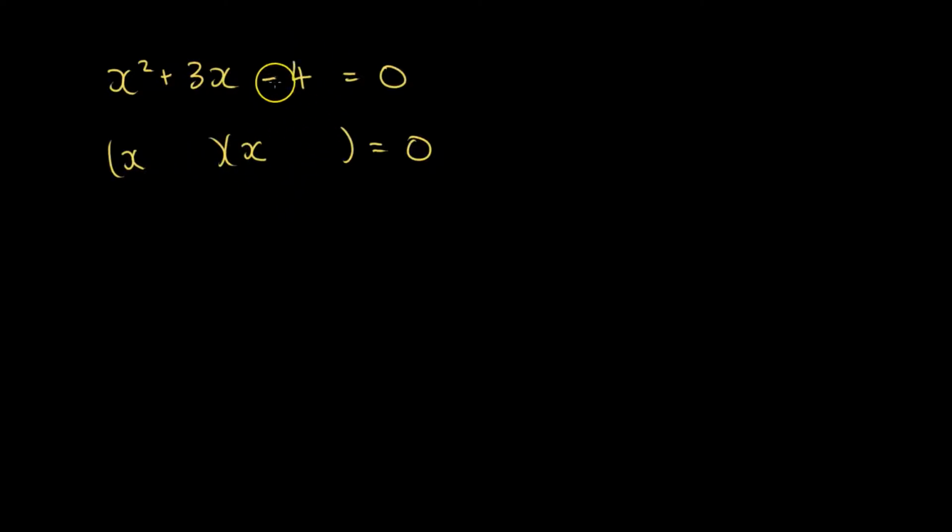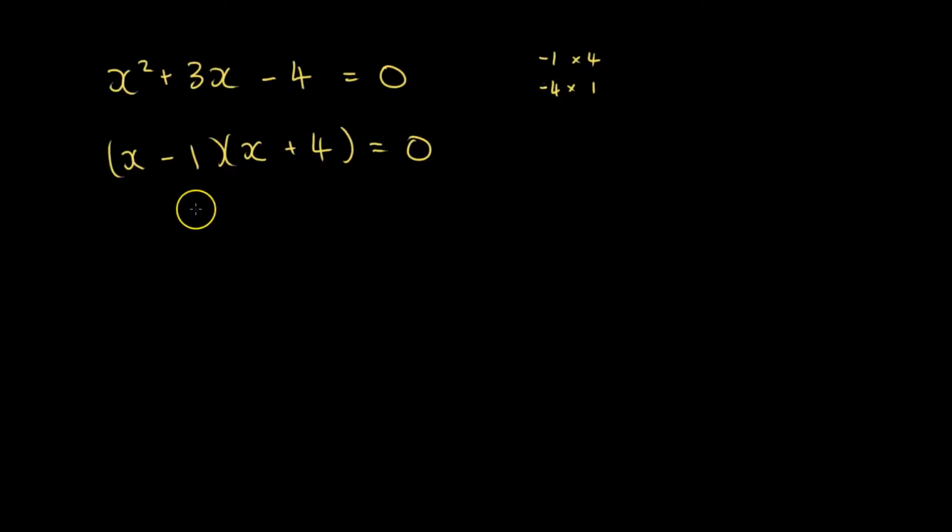And our final number, well, this minus 4 has either got to be minus 1 times 4 or minus 4 times 1. So let's see which one it's going to be. If we take the sum of the two terms, it has to be the number in front of our middle x. So the sum of minus 1 and positive 4 gives us plus 3, so it's going to be those two numbers.